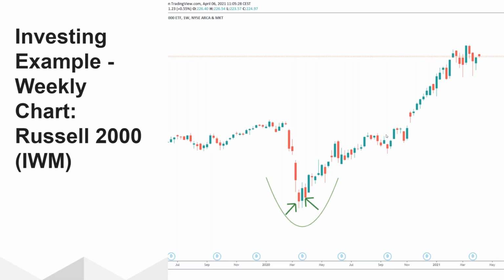So here's, for example, the Russell 2000. This was the buy signal that we received from our indicator using this predictable pattern on the weekly chart. And the Russell 2000 then ended up rallying, gosh, I don't even know, I think 100% or more. This is a weekly chart.